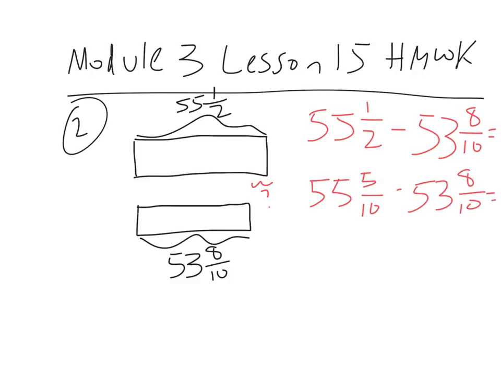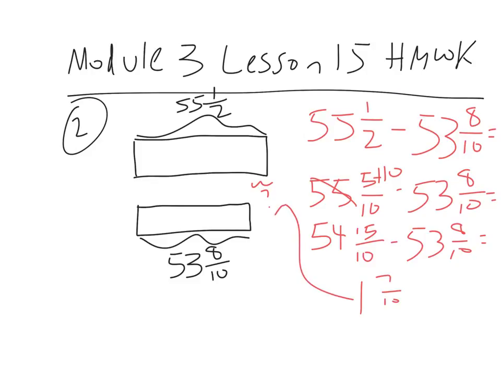Hopefully the kids realize that now you must borrow, because you can't do 5/10 minus 8/10. So I got to borrow a whole from here and make this 54, and I got to add 10 to here. Okay, so then when I do my borrowing, this becomes 54 15/10 minus 53 8/10. 54 minus 53 is 1, and 15/10 minus 8/10 is 7/10. So I've now figured out what this is.